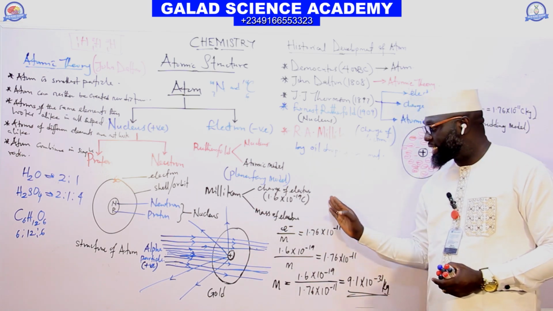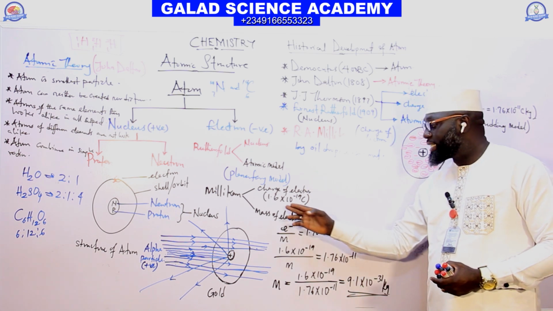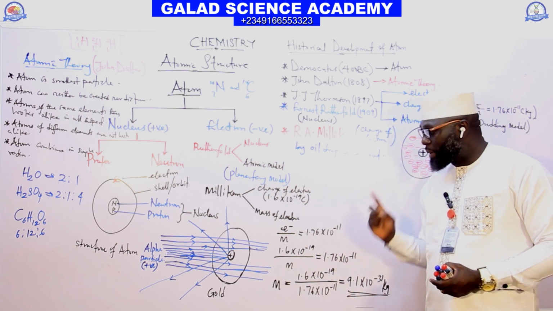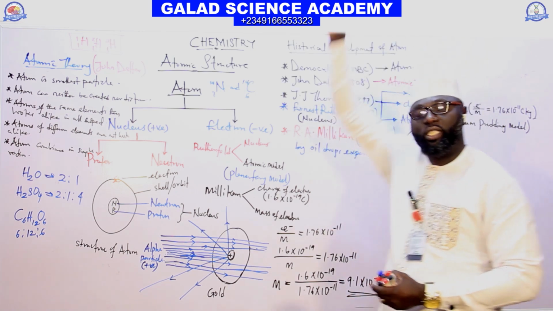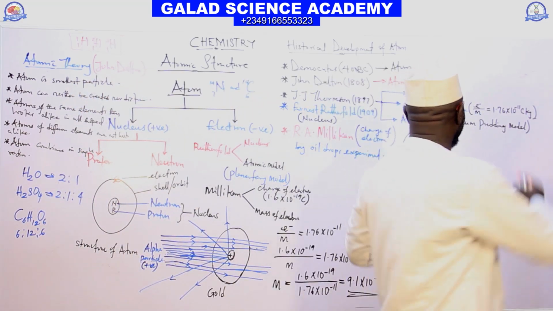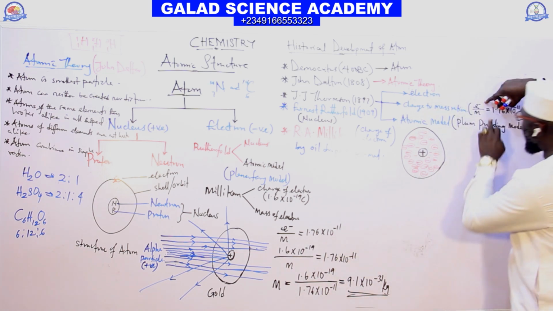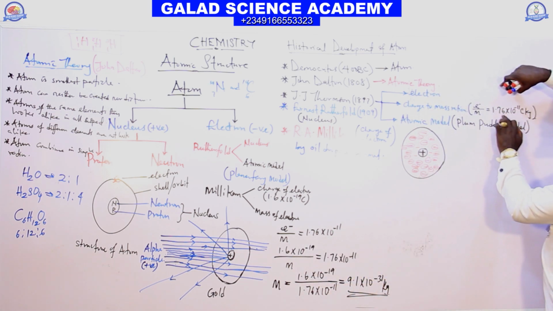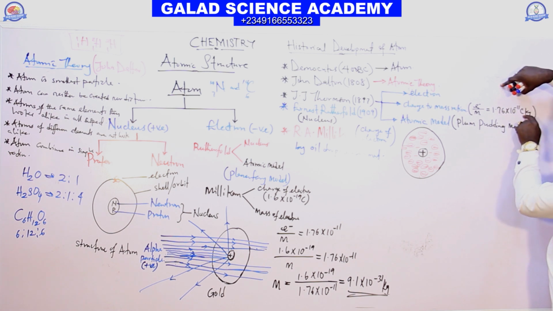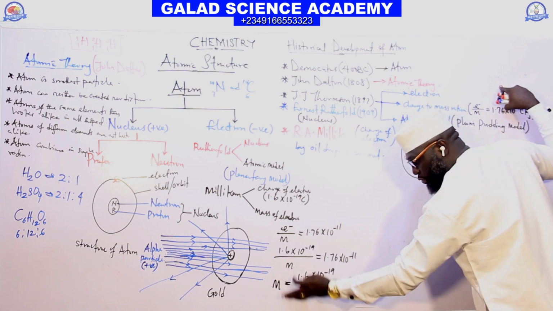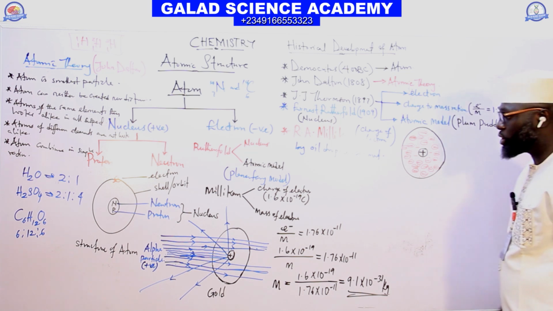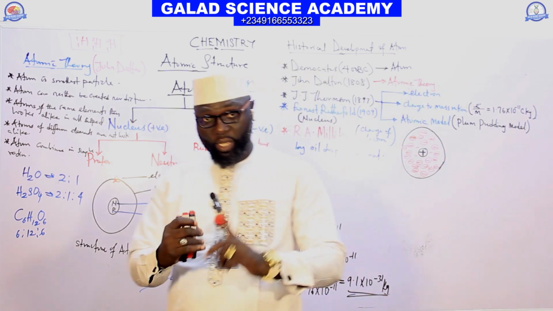So Millikan has two contributions to atomic development. The first one is that he determined the charge of an electron, which is 1.6 times 10 to the power minus 19 coulomb. He also determined the mass of the electron by using the Thomson discovery, which is the charge to mass ratio. We substitute the charge, 1.6, and the mass is unknown, and the charge to mass ratio that J.J. Thomson discovered is 1.76 times 10 to the power 11. From here, make the mass the subject of the formula, and we get 9.1 times 10 to the power minus 31 kg, which is the mass of the electron.